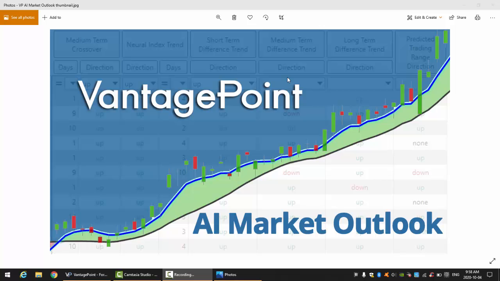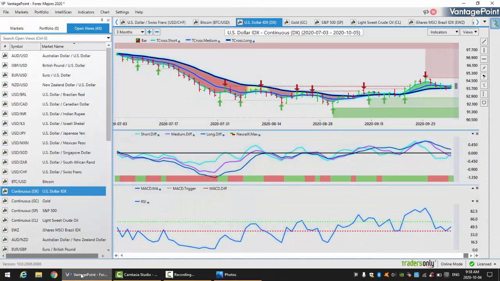My name is Greg Furman, and this is the VantagePoint AI Market Outlook for the week of October the 5th, 2020. Now, to get started this week, we're going to begin where we always do with that very important US dollar index, which affects our commodity trading, our equity trading, and of course, our currency trading in the Forex market.